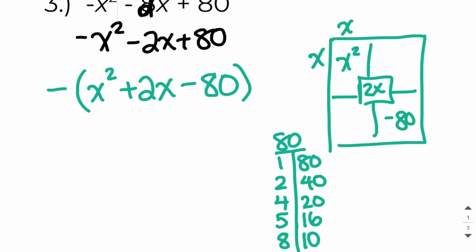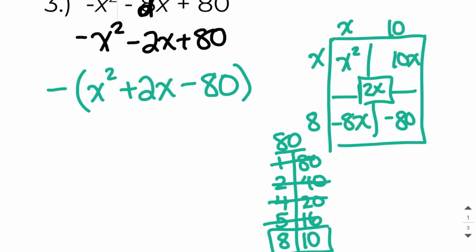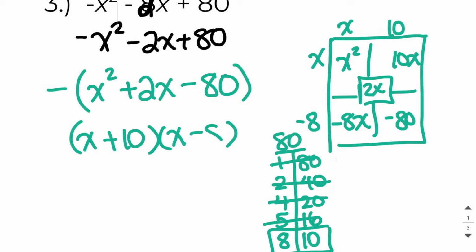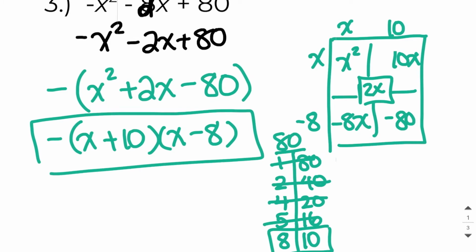So which set of numbers can I possibly get a 2 from? Not 1 and 80, not 2 and 40, not 4 and 20, not 5 and 16. I can get a 2 from a 10 and an 8. So let's see here. If I have 10x here and 8x here, if I have a positive 10 and a negative 8, that gives me a positive 2. So that means this 8 right here is negative. So I just will write down right here x plus 10 times x minus 8, or the other way around, and then just bring this negative down in front, and I'm all set to go with this question right here.